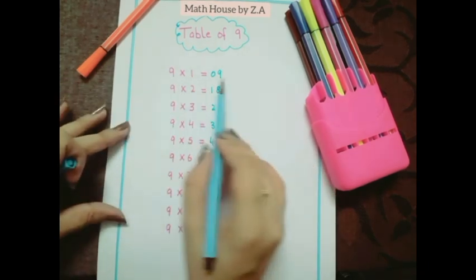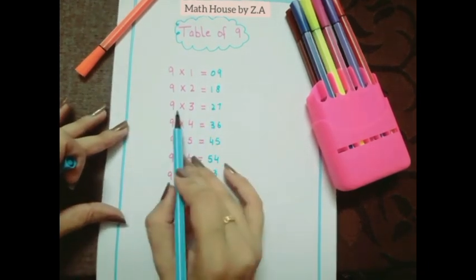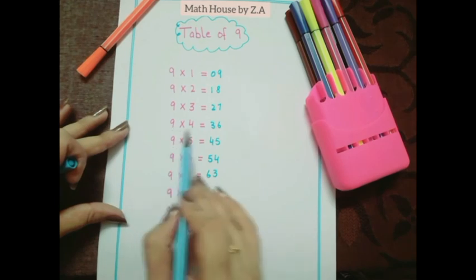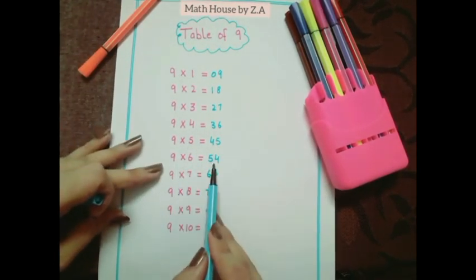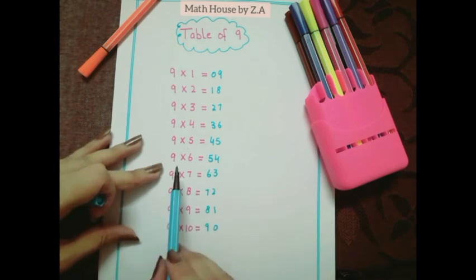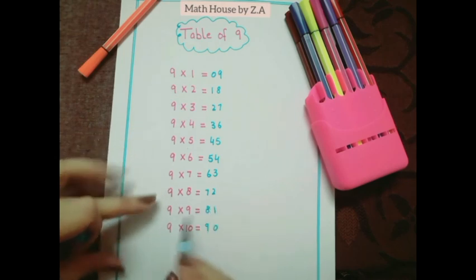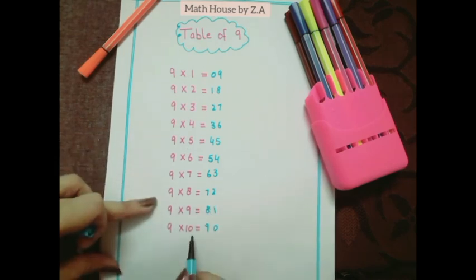So 9 ones are 9, 9 twos are 18, 9 threes are 27, 9 fours are 36, 9 fives are 45, 9 sixes are 54, 9 sevens are 63, 9 eights are 72, 9 nines are 81, and 9 tens are 90.